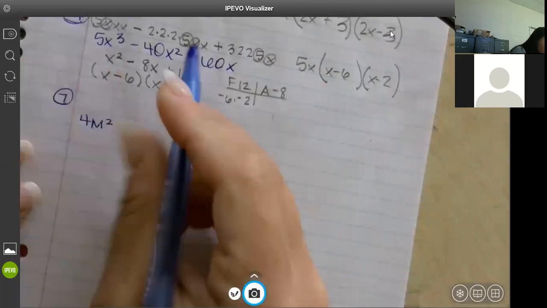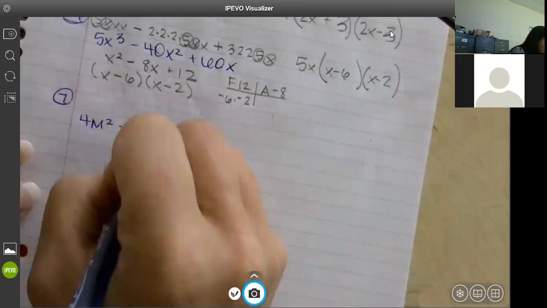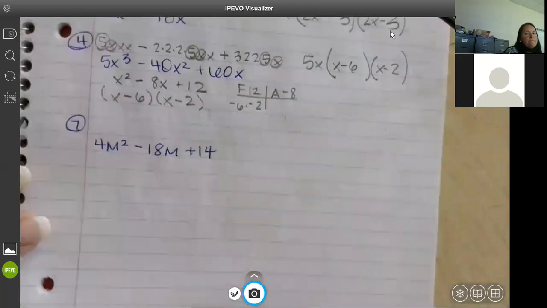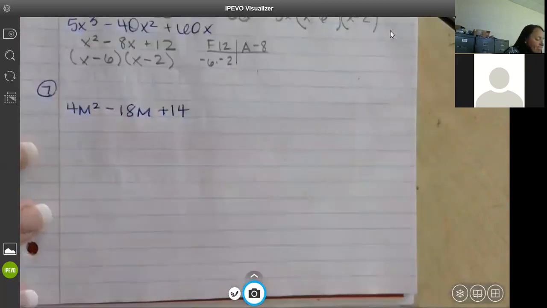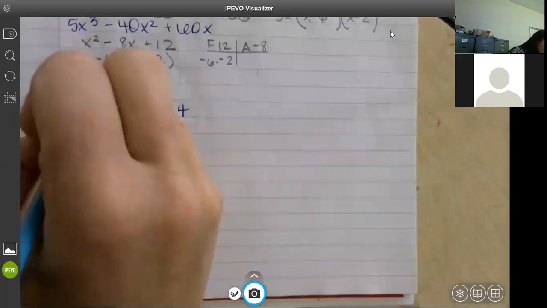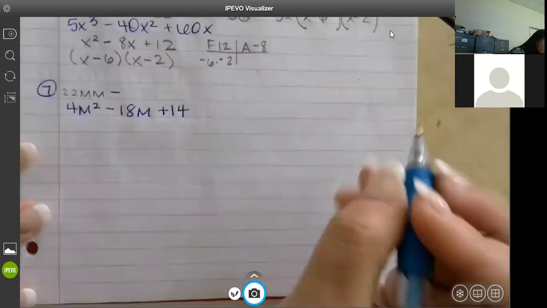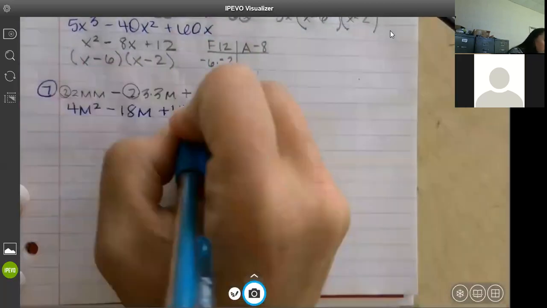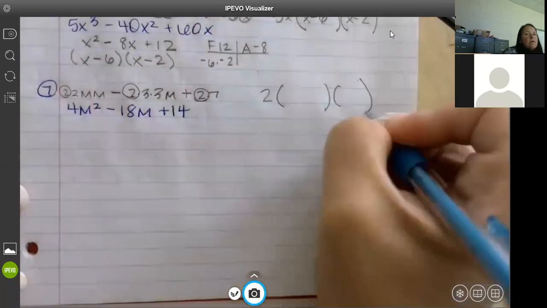We have 4m squared minus 18m plus 14. Four is 2 and 2 and 2 m's. 18 is 2 times 9. 9 is 3 and 3 and an m. 14 is 2 and 7. What do they have in common? Just 1, 2. So that's going to go outside of your parentheses over here.